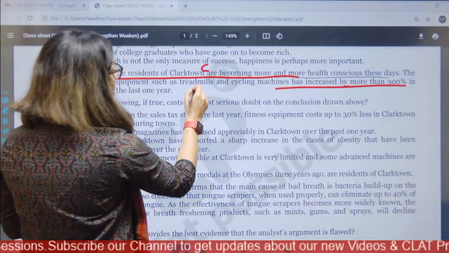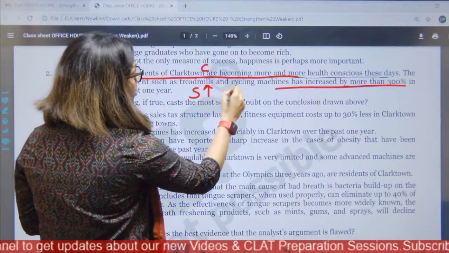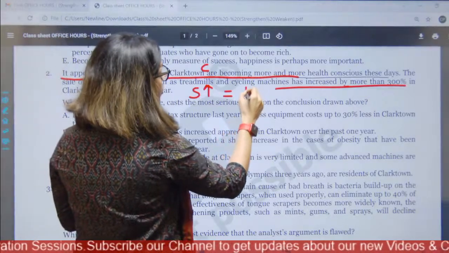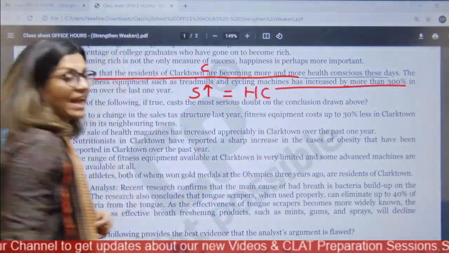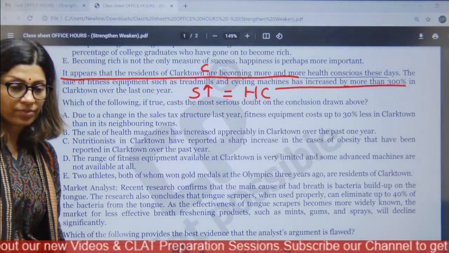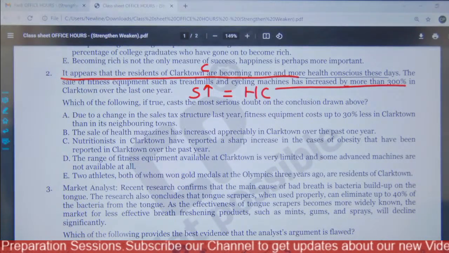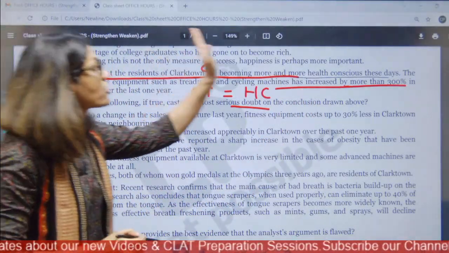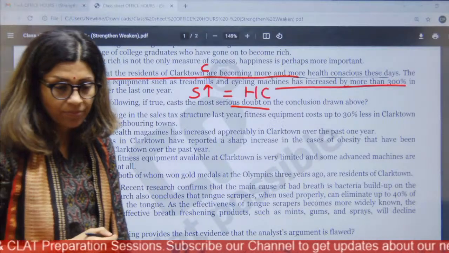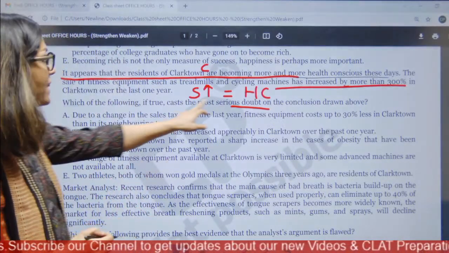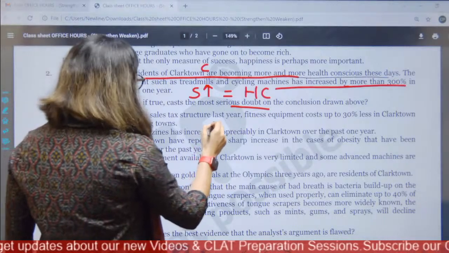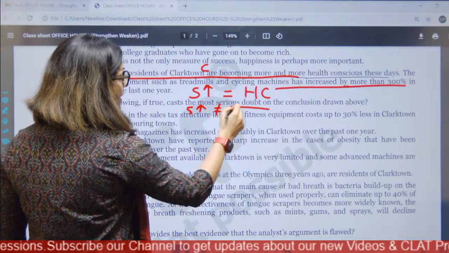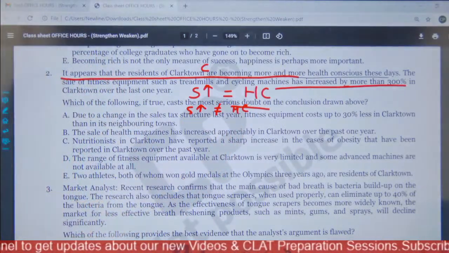Now let's make our little equation. Increase in sales as per the author is equal to residents of Clarktown becoming health conscious. HC stands for health conscious. Now we have to cast a doubt. That means we have to showcase that increase in sales does not mean that these guys are health conscious. So what do we have to do? We have to show that increase in sales does not mean that they are health conscious. There must be some other reason.